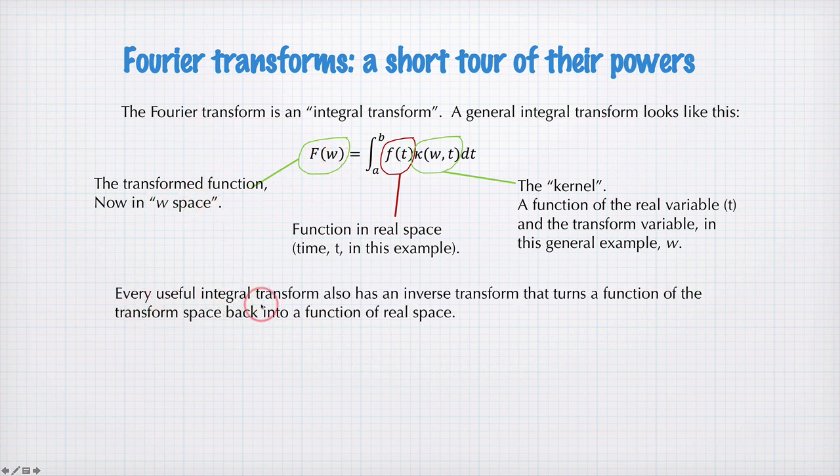Every useful integral transform also has an inverse transform that turns the function of transform space back into a function of real space. So you have some function of time, you transform it into a function of w, and you can inverse transform back to a function of time. For the case of the Fourier transform, we have functions in real space, which would be time or actual space, x, and in the transform space we have frequencies, so there will be the temporal frequency like omega or the spatial frequency k, and the inverse transform takes it back to functions of space or time.